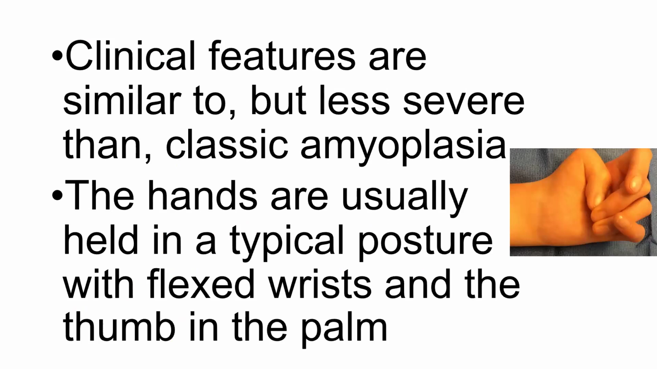The hands are usually held in a typical posture with flexed wrists and the thumb in the palm. Look at the thumb, the way it's in the palm. And usually they have flexed wrists. The lower extremities may exhibit hip dislocations.